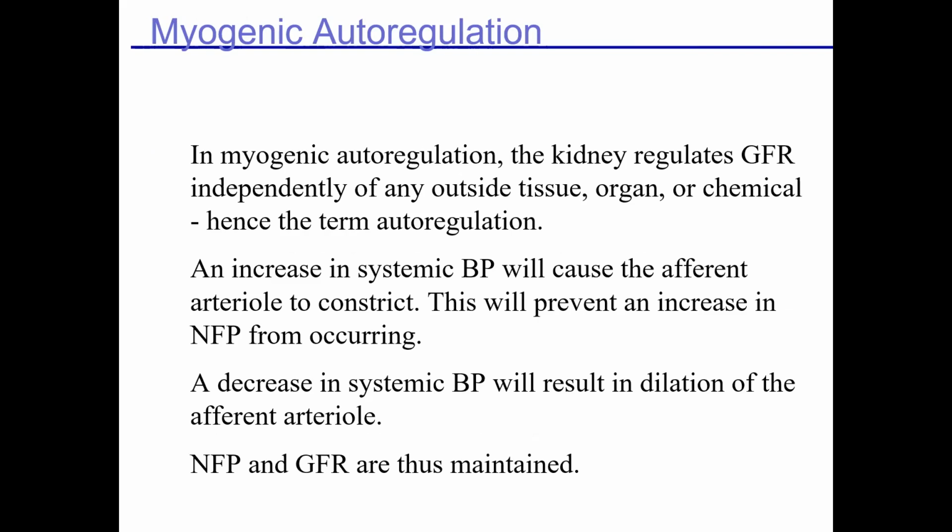If the systemic blood pressure goes up from 120, let's say to 130 or 140, the afferent arteriole will constrict automatically, almost reflexively. Because if our pressure goes up, the afferent arteriole protects the kidney by constricting. Sure, the pressure is higher in the systemic circulation, but in the nephron, it hasn't changed. The afferent arteriole constricts, reducing the flow, so the elevated blood pressure isn't going to affect our kidneys.